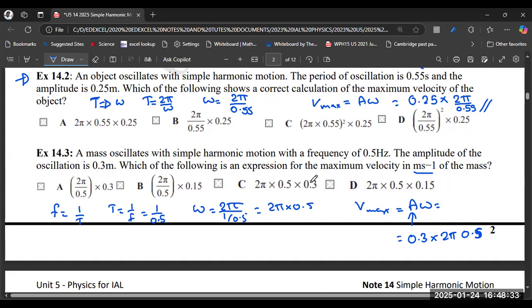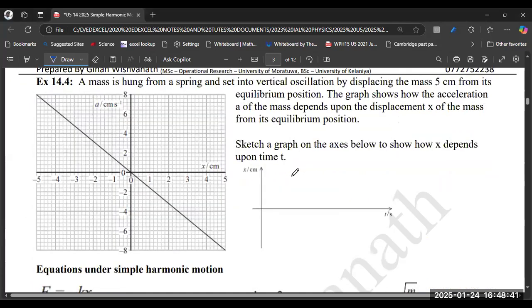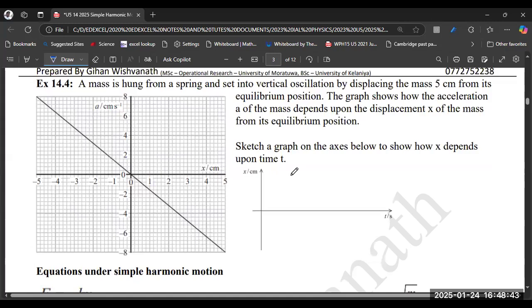By 0.5, 0.3. So the answer would be what? C. Then the next question, 14.4.